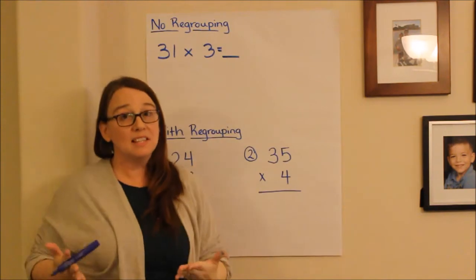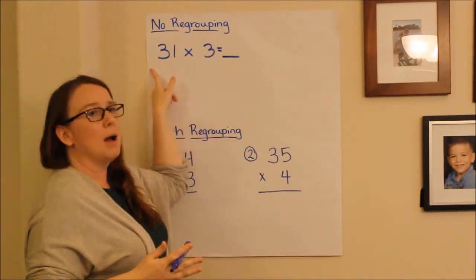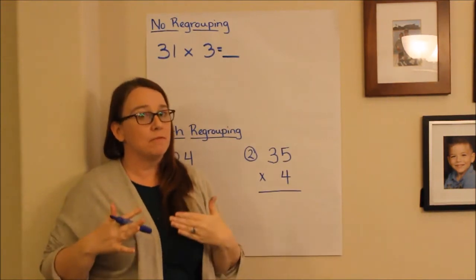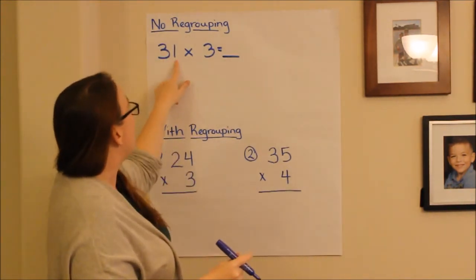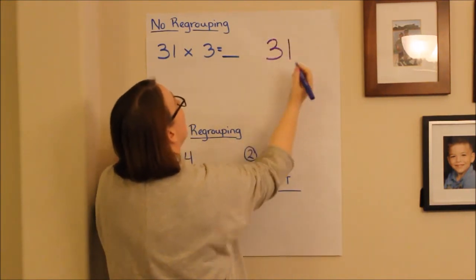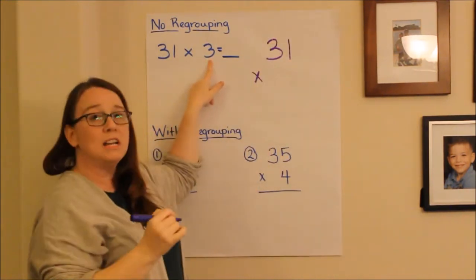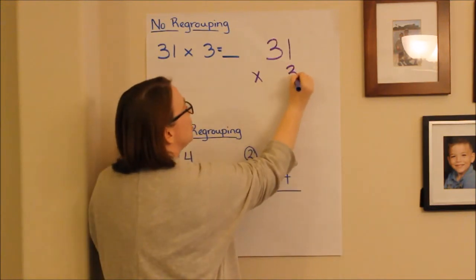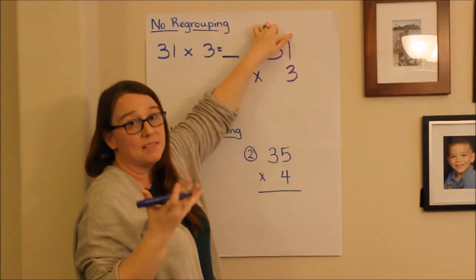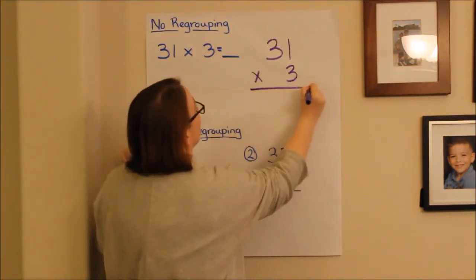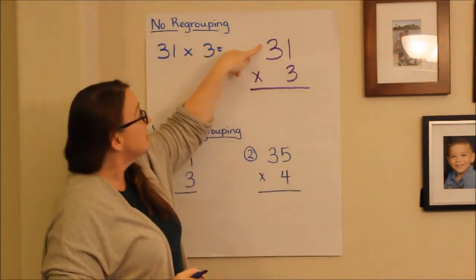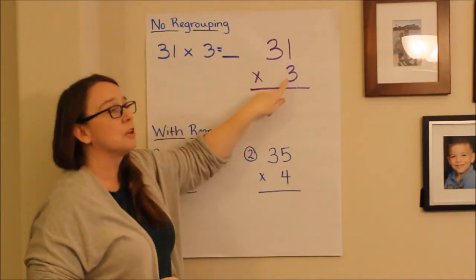When I'm using this method, when they give me a problem written horizontally, I usually like to rewrite it vertically. So I would take my 2-digit number, write it on top, and then write my 1-digit number, and make sure you line it up with the last digit in the top number. So you can rewrite your problem so that it looks like this. It is still 31 times 3.